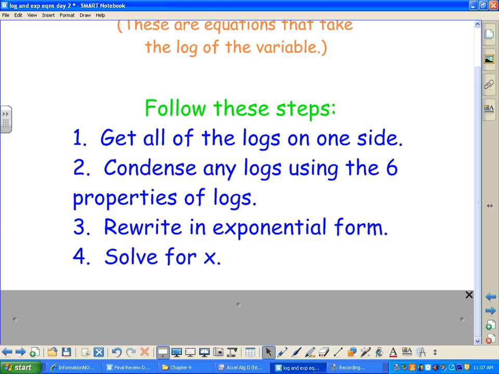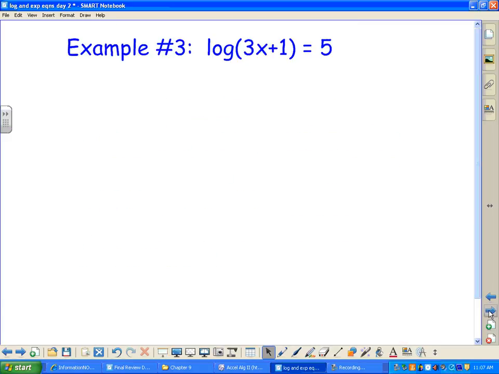So let's just look at a couple examples. So here's the first one. Log of 3x plus 1 is equal to 5. Okay, are all the logs on one side and everything else on the other? Okay, do we have it condensed into one logarithm? Yep, so we are ready to put it into exponential form.